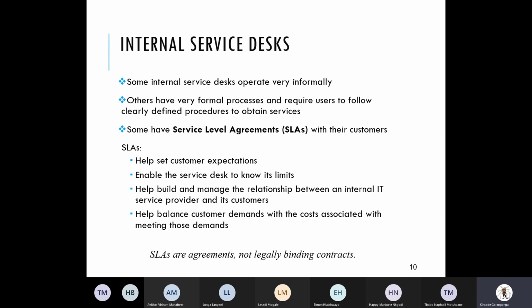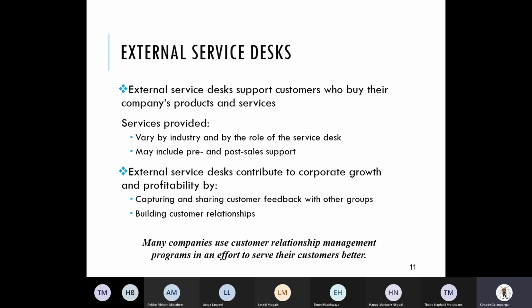So obviously, your SLA becomes something that provides for a formal type of process, or formal type of setting as far as your configurations would go. And then you obviously have the opposite of what we were just discussing, which is your external service desk. And again, like we mentioned a couple of slides prior, this particular desk deals with clients or customers who literally buy a product or a distinctive service.